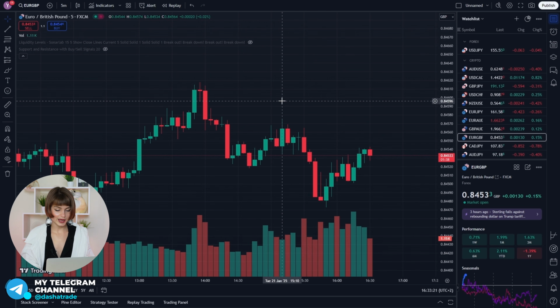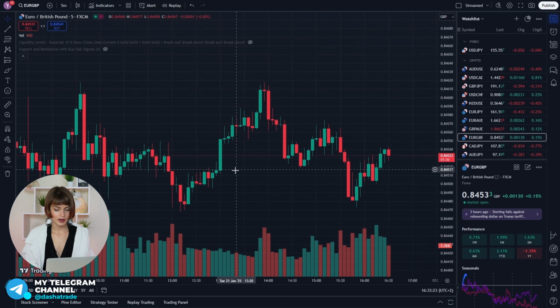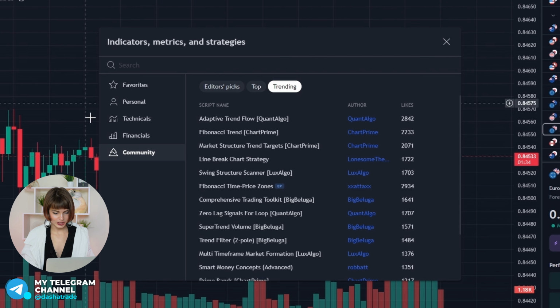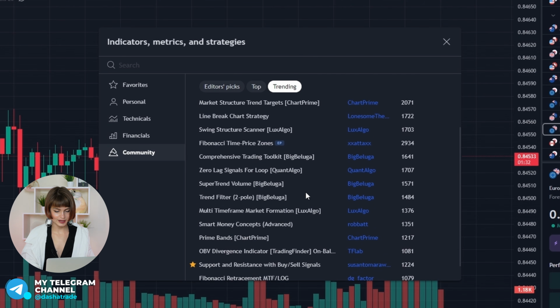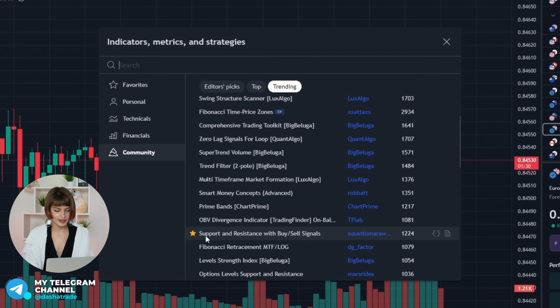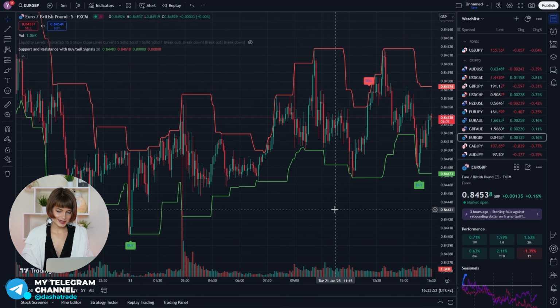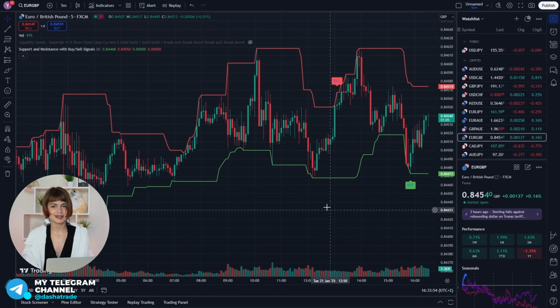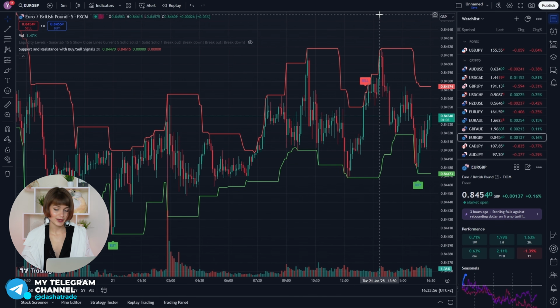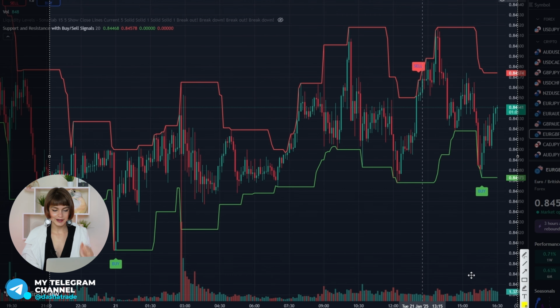Now let's add the indicator to the chart. We go to the indicator section, select community and choose the indicator called support and resistance with buy-sell signals from this author. What this indicator shows is already clear from its name, but I will explain it anyway. So, this indicator shows us the support level, which is marked green, and the resistance level, which is marked red.